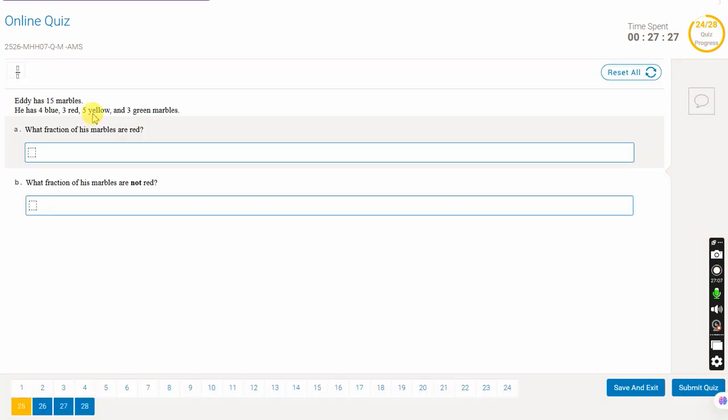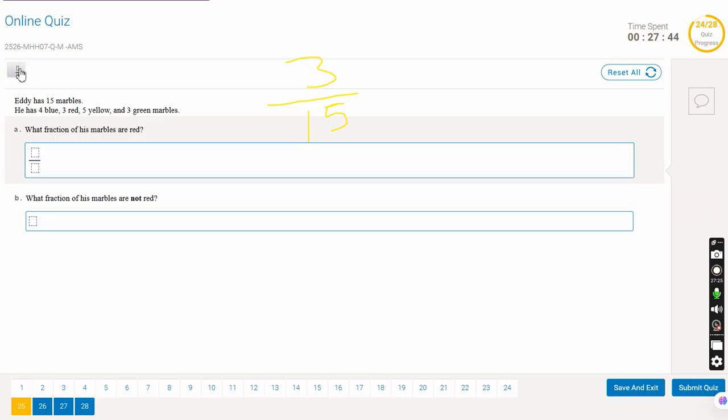Let's go to the next question. Now here, what is the fraction of marbles that are red? So you can see how many red marbles there are: 3 over the total number. When they say a fraction, the bottom is always the total of what they're asking. So marbles, how many total marbles do you have? 15. So 3 over 15.